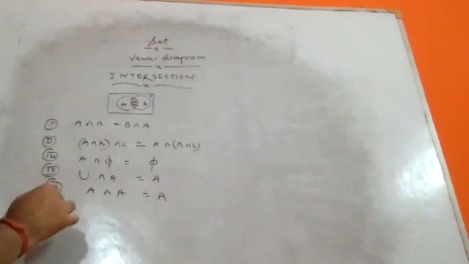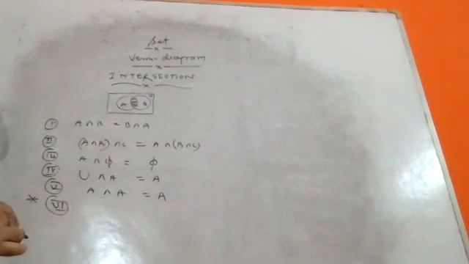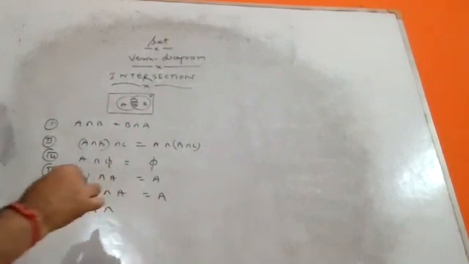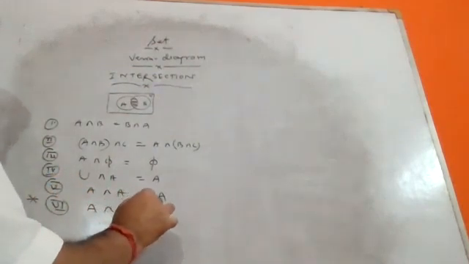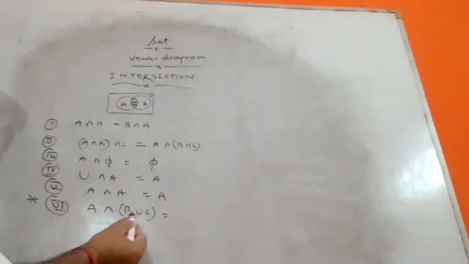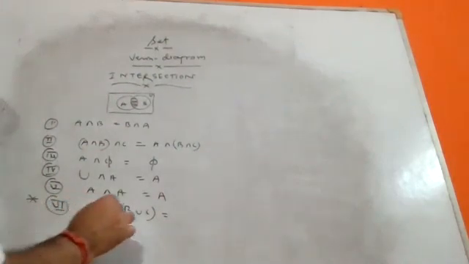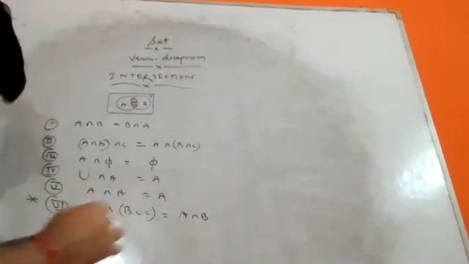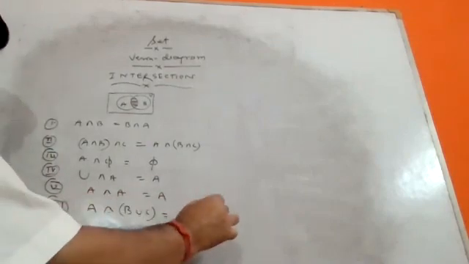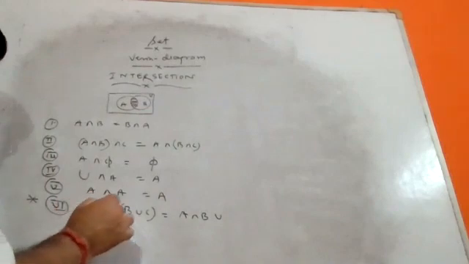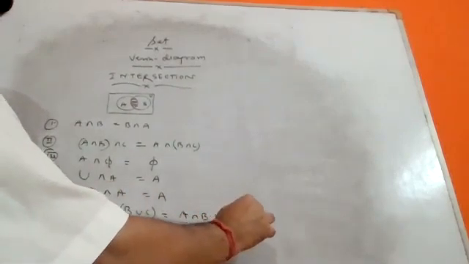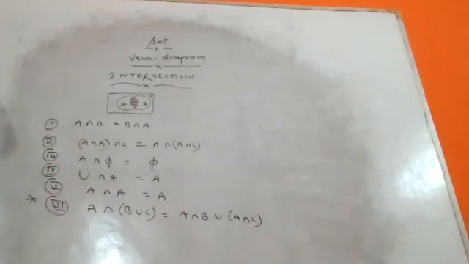And your sixth is the most important property. This we will use in each and every tougher question. Right? What is this? A intersection, B union C. How to read? A intersection B union C. So A intersection B union C, that is first of all A intersection B, you can write A intersection B. Then put down the sign of the union, and again A intersection C. This is the most important property of intersection, right?